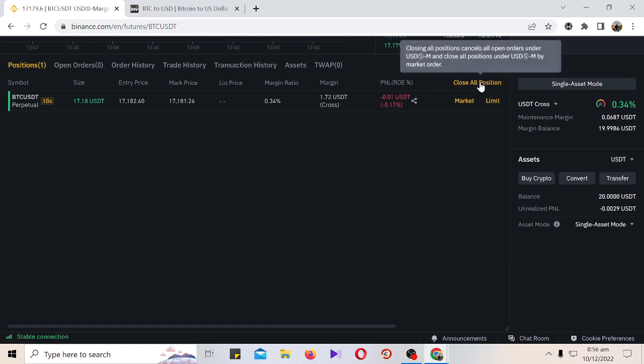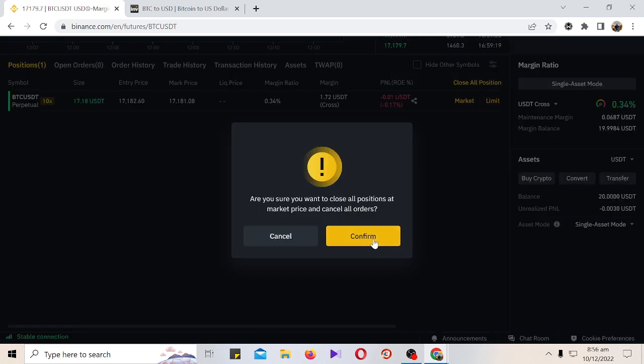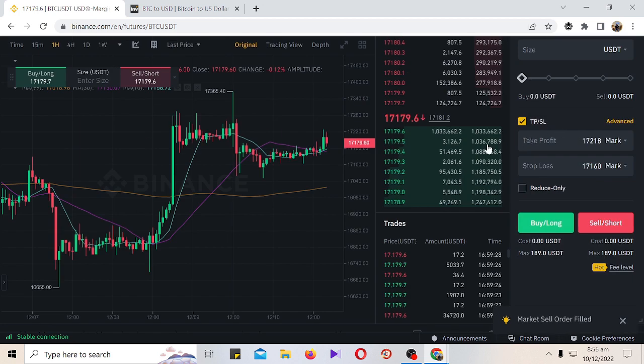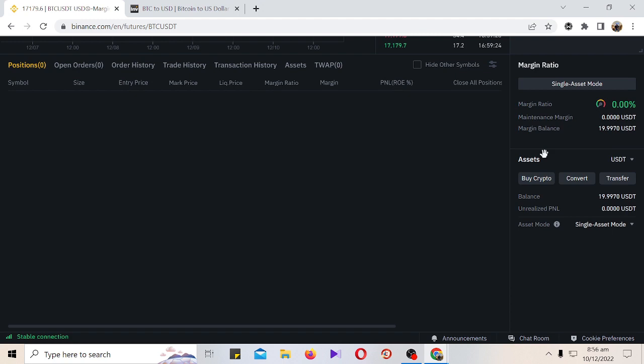So if I click on close the trade here, then I click on close here, okay, our position has been closed. Okay, so this is how you trade futures on Binance.